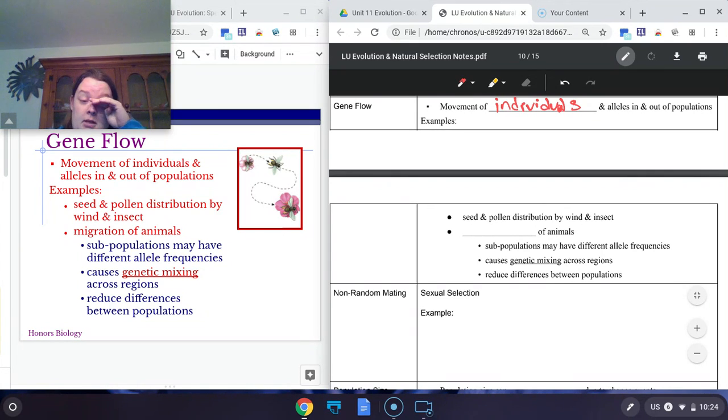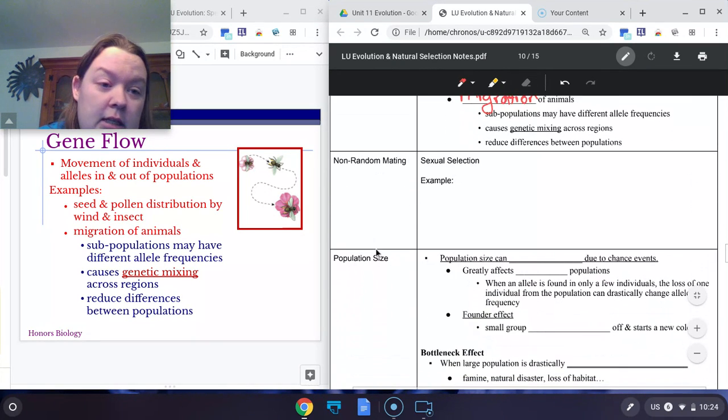That can happen through insects and pollination, moving pollen and alleles from one population to another, or it could happen most typically through the migration of animals. If an animal migrates from one area to another, they're taking their DNA with them. And if their DNA contains a new allele that the other population doesn't have, it's going to change that population. It's introducing something new. So it's going to cause genetic mixing across regions, and therefore it's going to reduce differences between the populations. It takes one trait that may not exist in the other population and moves it over, and you're going to have new alleles being introduced, and that can lead to change over periods of time.